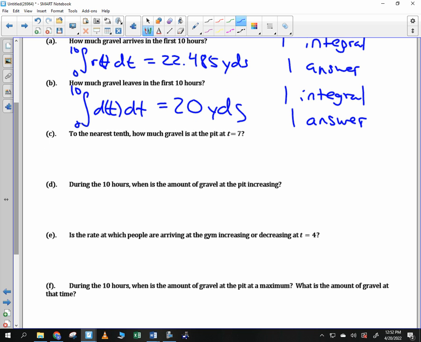Okay. To the nearest tenth, how much gravel is in the pit at time t equals 7? So you have to figure out how much is at the beginning, and there's 3,700 at the beginning. Is that right?